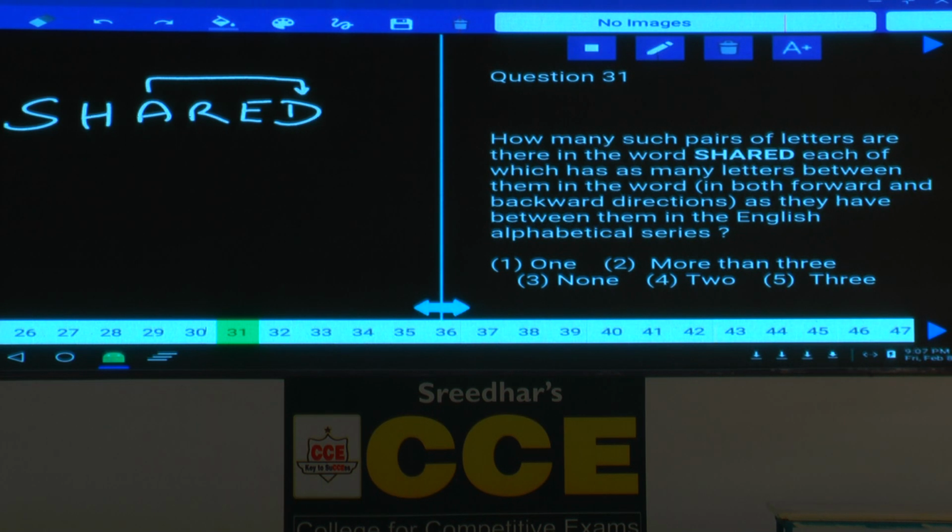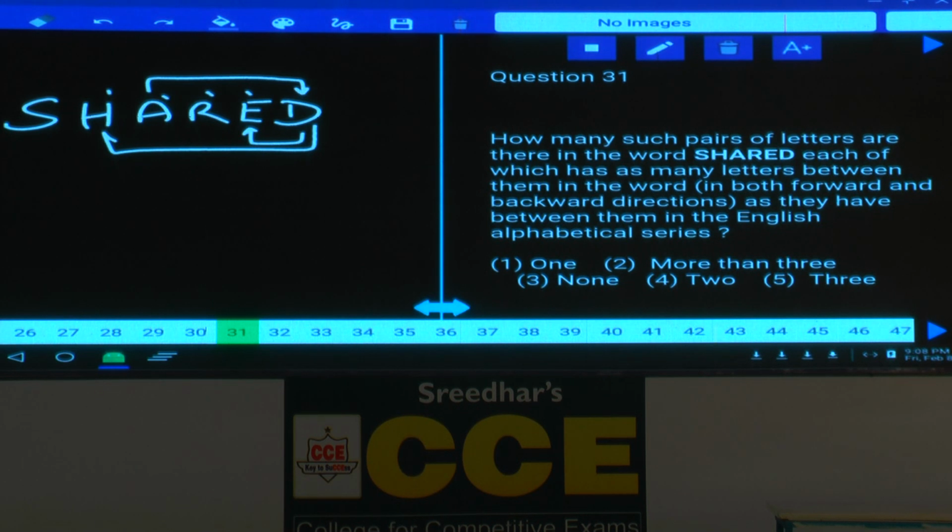Then, next one, from the right hand side. Now, D and E, tell me how many letters are there in between these 2 letters? There is no letter. In the alphabetical order also, there is no letter in between D and E. Next one, D, E, F, G, H. Now, between D and H, how many letters are there? E, F, G, isn't it? Hence, there are 3 letters. In the alphabetical order also, we have only 3 letters.